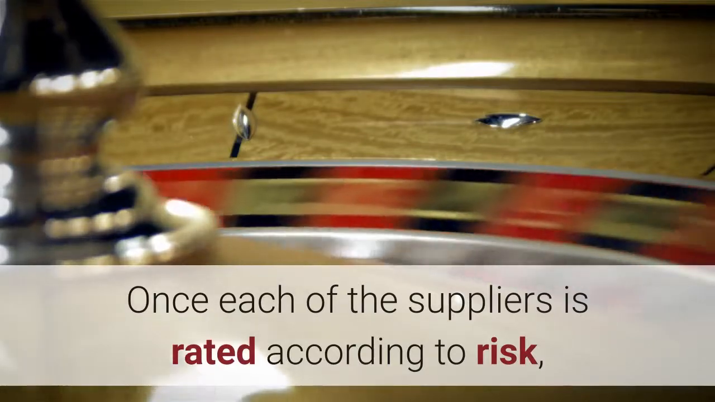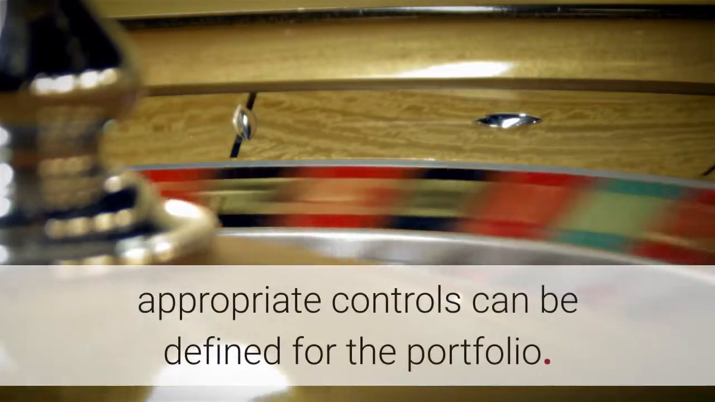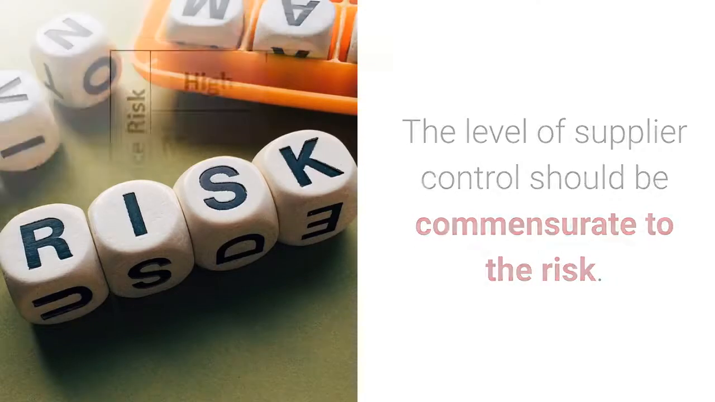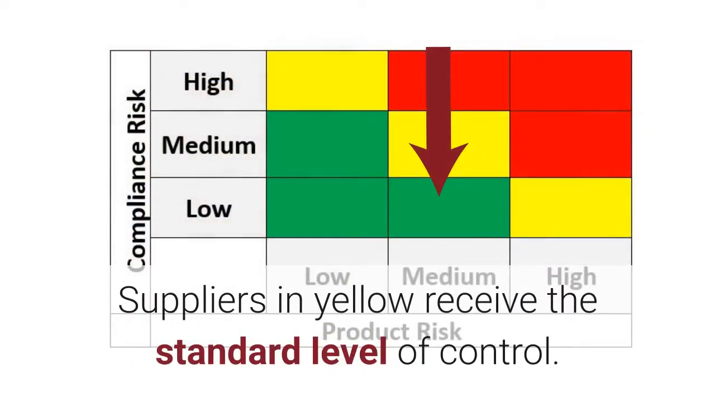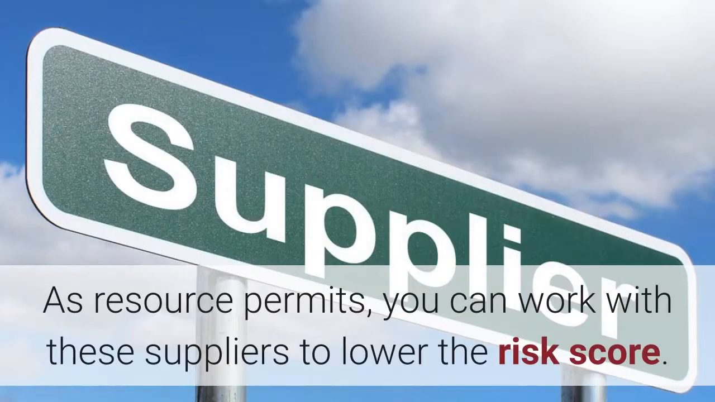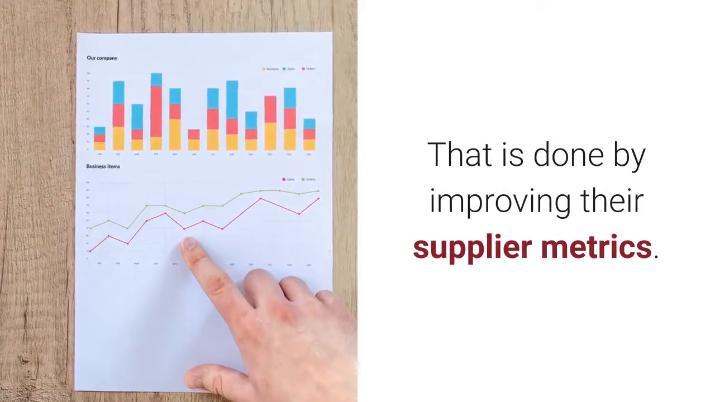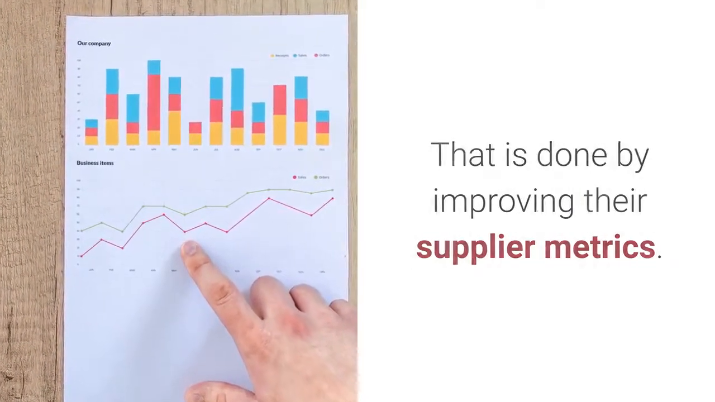Once each of the suppliers is rated according to risk, appropriate controls can be defined for the portfolio. The level of supplier control should be commensurate to the risk. Suppliers in yellow receive the standard level of control. As resource permits, you can work with these suppliers to lower the risk score. That is done by improving their supplier metrics.